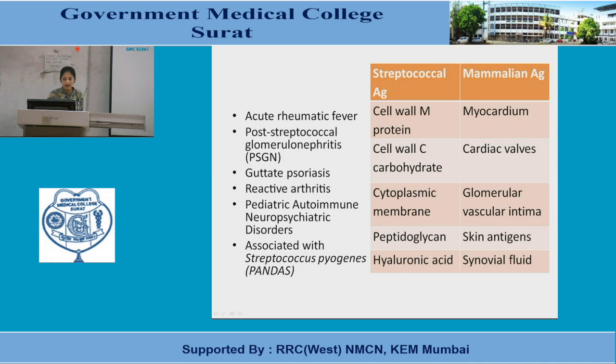Then the peptidoglycan layer of the streptococcus, which is the innermost layer of the streptococcal antigen, is very similar to the skin antigen of mammals. Hyaluronic acid, produced by the streptococci, is very similar to the synovial fluid of the knee joint.